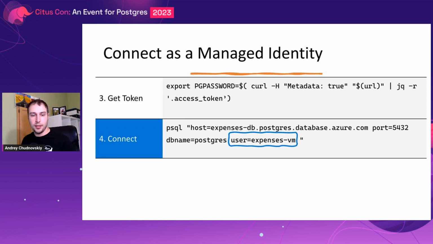And the last step, we connect to the Postgres server using the managed identity name, which is the same as the role name in this case, as the user. That's it. So after that, we connected to our Postgres as the application would do. You don't need to manage any credentials here. Everything is simple and straightforward and done by Azure and Azure Active Directory for you.